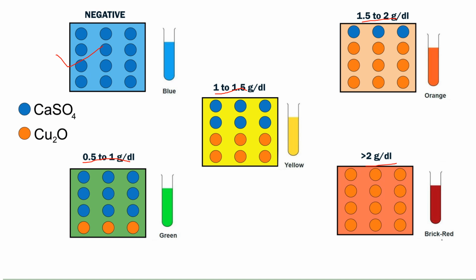This also explains why, when we started heating, the color changed from blue to green, to yellow, to orange, to red. As we heated, more and more glucose was donating electrons to the copper sulfate and eventually forming cuprous oxide. So the more cuprous oxide was formed, the higher the concentration, and eventually we got this brick red precipitate.